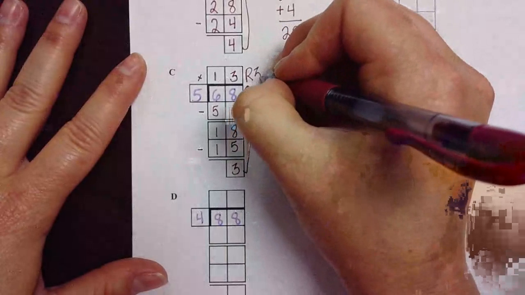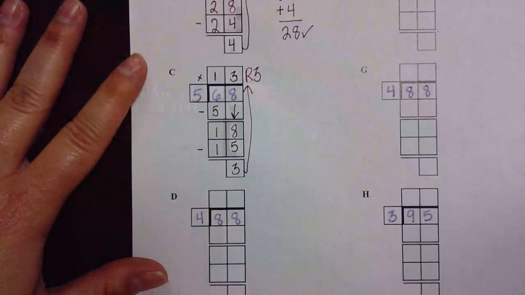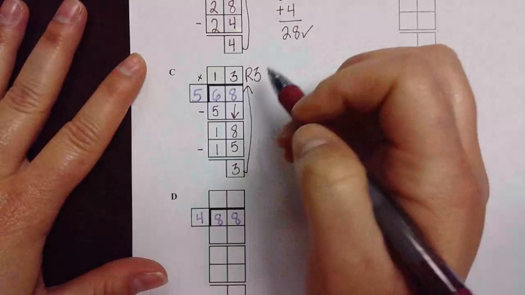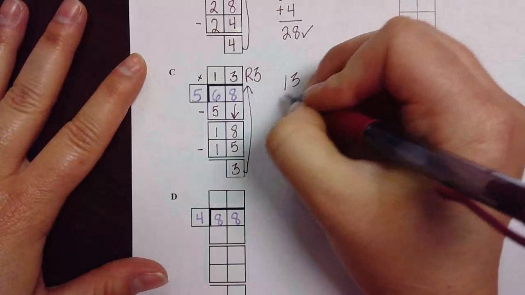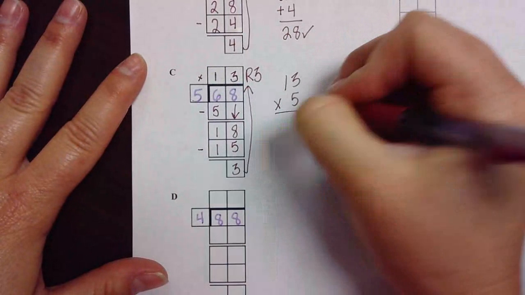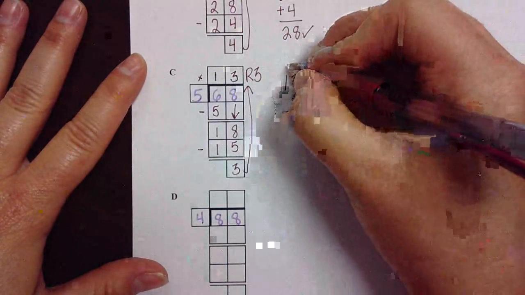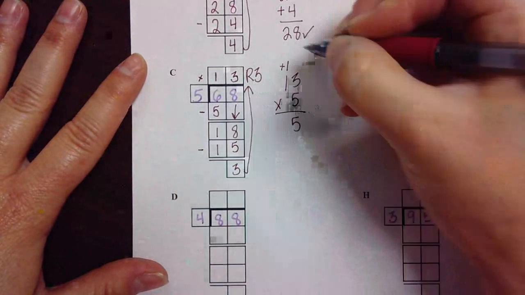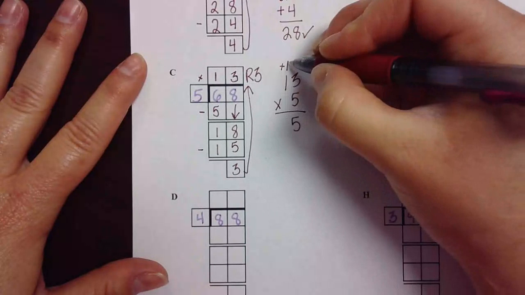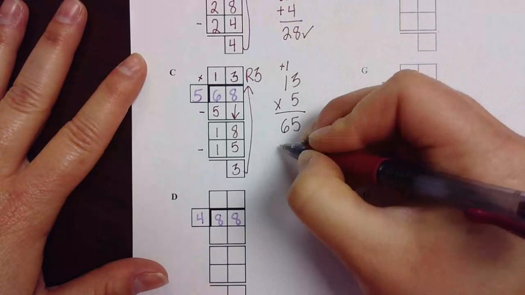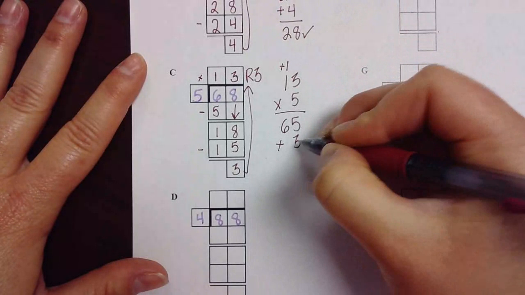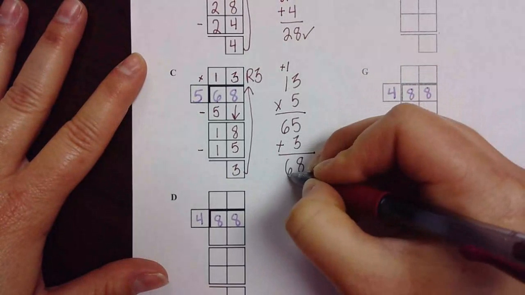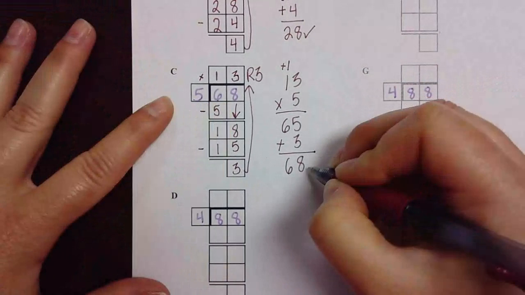So remainder of 3. So I'm going to check it. I'm going to do 13 times 5, then add in my remainder. So 13 times 5. 3 times 5 is 15. Regroup as if you were adding. 5 times 1 is 5, plus 1 more is 6. Add our remaining 3. 5 and 3 make 8. 6 and nothing makes 6. Is that equal to our dividend? Check.